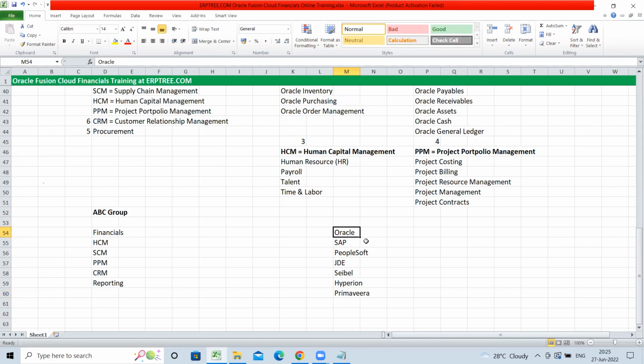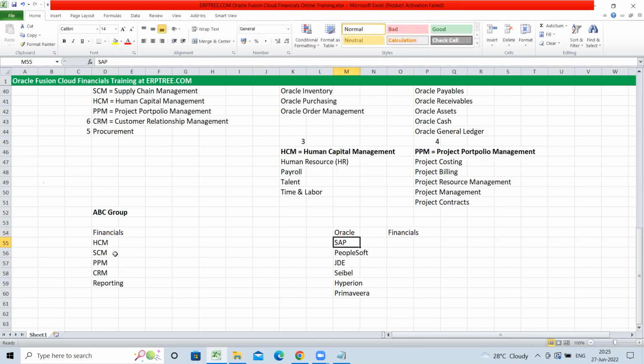When you talk about Oracle, from the Oracle company we have all these solutions available: financials applications, HCM, SCM, PPM, CRM, and reporting. But in reality, when you look at the market, even though all these are available from Oracle, the best solution from Oracle is financials.